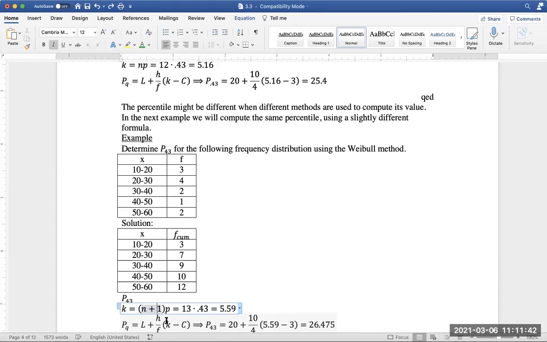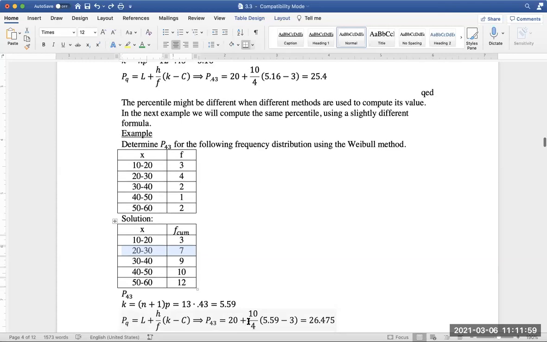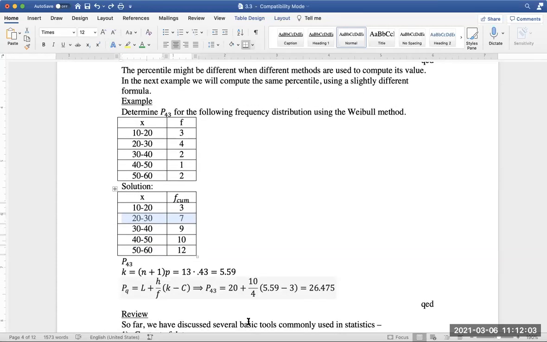And so the percentile class is the class 20 to 30. The lower class limit is 20 plus H, the class width, 10, divided by the frequency 4, times the position, 5.59, minus 3, the cumulative frequency for the preceding class. And so the preceding frequency is 3. If you plug that in, you get 26.475. Okay.